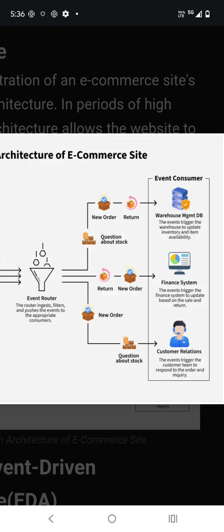So you can see here, the router ingests, filters, and pushes the events to the appropriate consumer. The event router is nothing but a list of messaging queues, maybe. It will push these messages to the respective consumer, right? The consumer will consume the respective message.